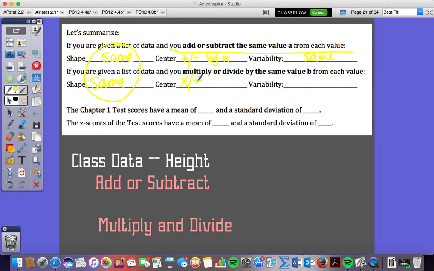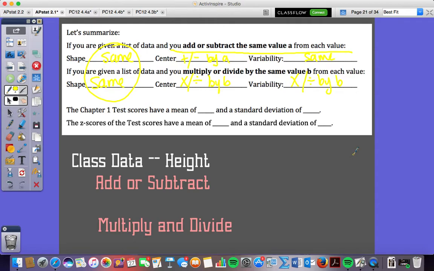Yeah, multiply and divides by whatever b is. So by b. Okay? Right on. Variability does what? Yeah, it's the same thing. It multiplies and divides by b. Nicely done. Whatever b is. Okay? All right, very good.